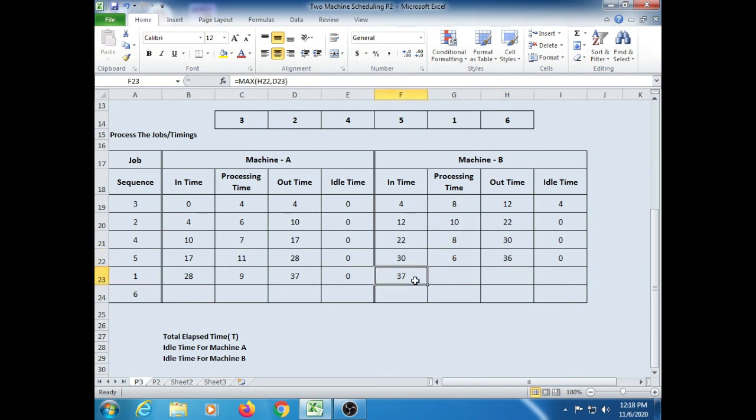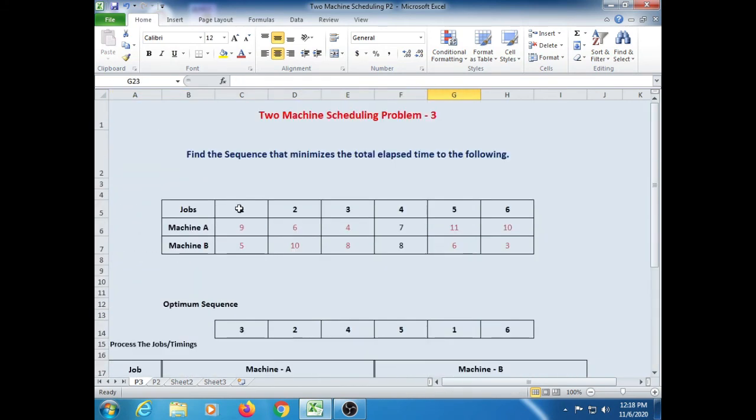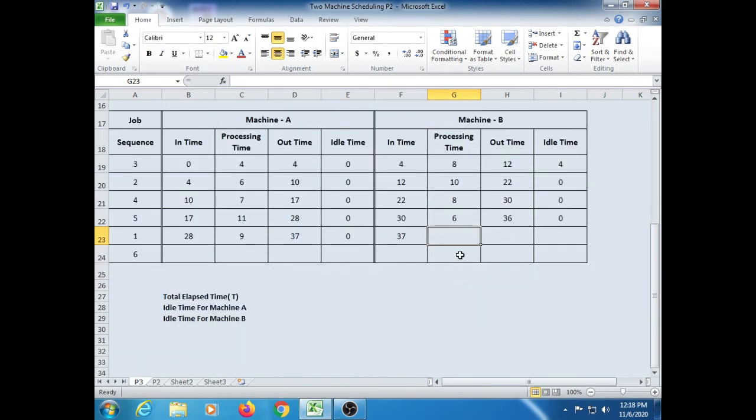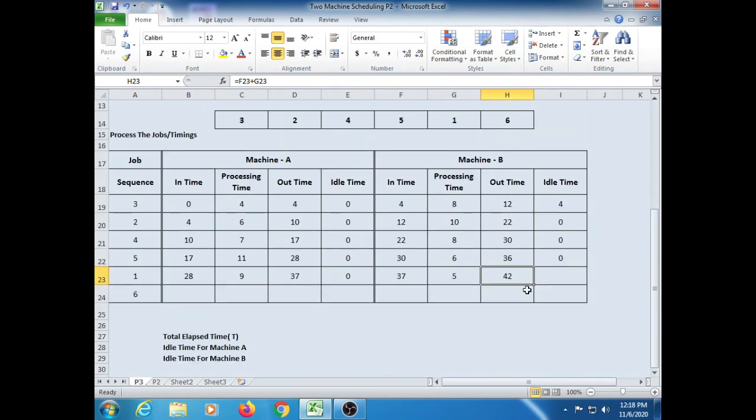Okay, so at the 37th hour we can perform this job on machine B. What is the processing time for job 1? That is 5 hours. So automatically we get the out time for this job. Okay, so what is the idle time? Here the previous job out time is 36 hours, and the present job in time is 37 hours.